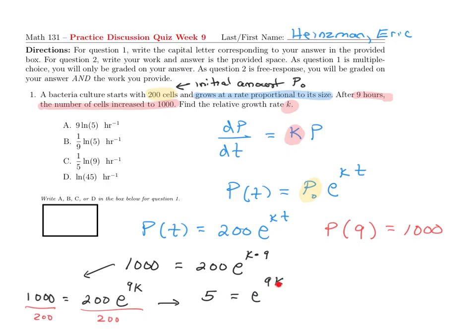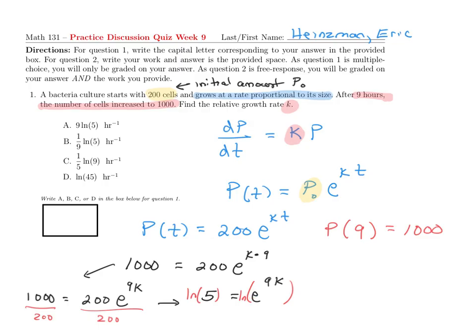How do you solve an exponential equation where the variable is in the exponent? Because the base is e, I'm going to use the natural log function. I'm going to take the natural log of both sides. In doing so, the left is just a number: the natural log of 5. The natural log and the exponential function are inverses, so they cancel.